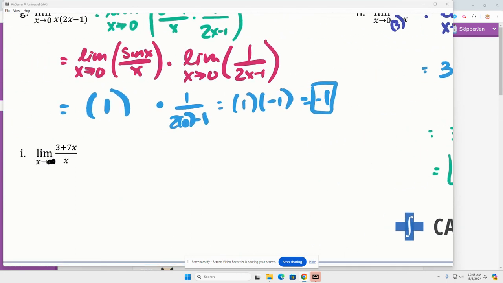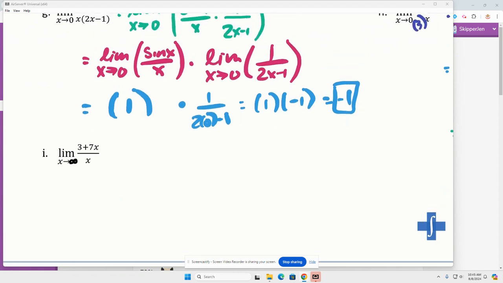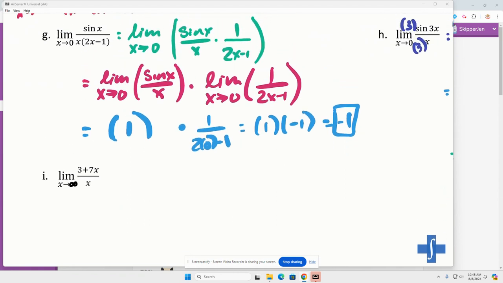All right, Milo, I'm not sure if you were in here. On I, we're changing the 0 to infinity. Okay, so we're going to do something similar to what we did here. We rewrote this fraction as 2 fractions multiplied by each other. We're actually going to rewrite this fraction as 2 fractions added to each other.